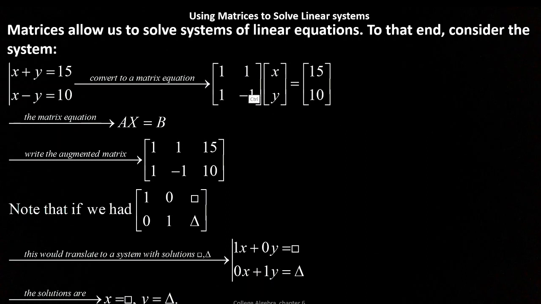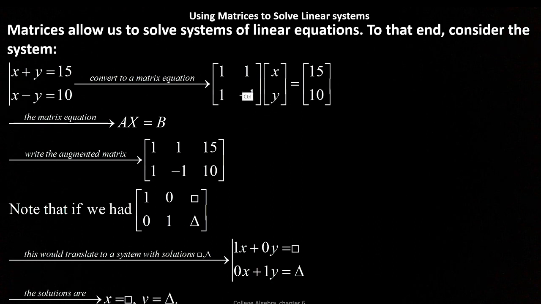How does this work? Well, notice that if I multiply this by this, 1 times x is 1x plus 1 times y is 1y, so it's x plus y, right? So it looks like I get this. And if I multiply this by this, I get 1 times x minus y, which is that. And then I have set this equal to what? 15 and 10, the right hand side.